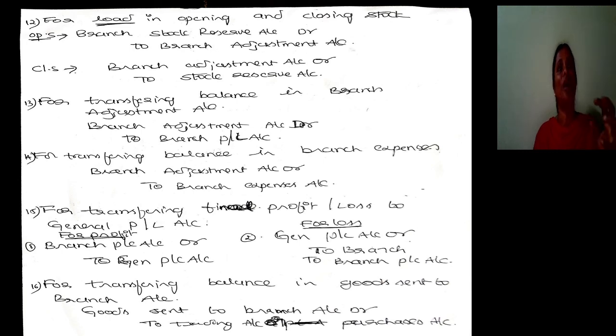Then the expenses account should be closed by transferring to the adjustment account. The adjustment account should be closed by transferring it to the profit and loss account. The profit and loss account should be closed by transferring it to the general profit and loss account. And at last, we need to close the Goods Sent to Branch account by transferring it to the trading account or purchases account. So this is all about the stock and debtor system. We'll see how to solve problems under this system particularly in the next session onwards. Thank you so much.